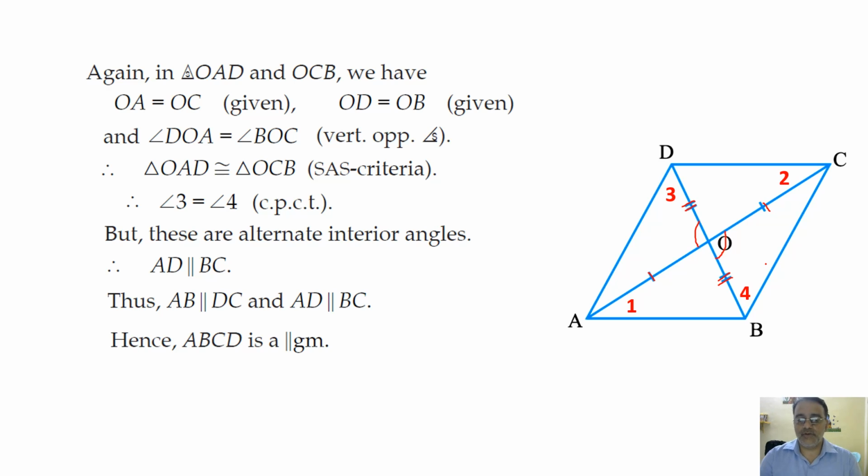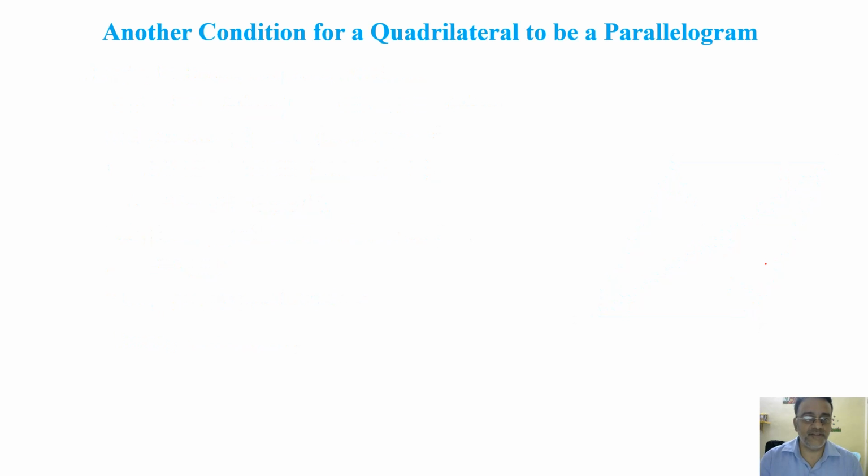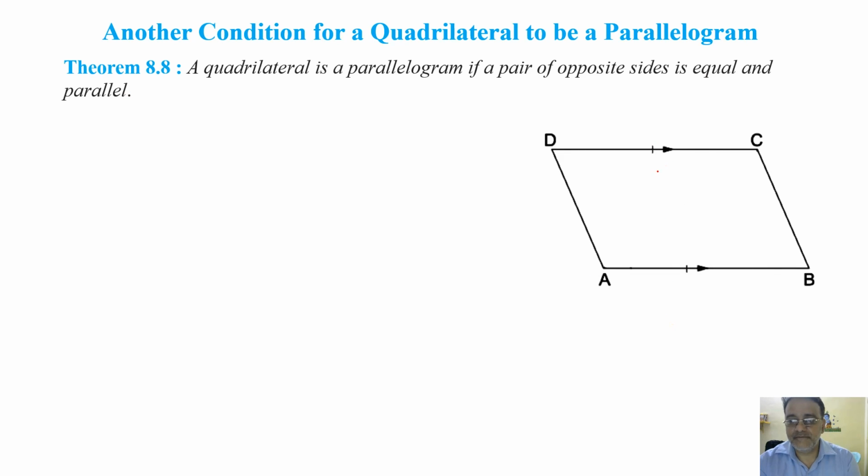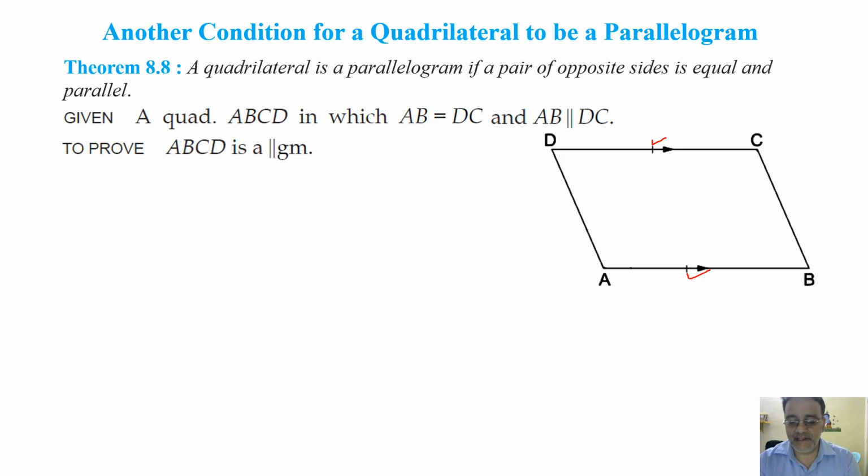Okay, so now we are moving towards one very important theorem, another condition for a quadrilateral to be a parallelogram, theorem number 8.8. This theorem is very important, we will use it in many questions. A quadrilateral is a parallelogram if one pair of opposite sides is equal and parallel. Here AB and DC are parallel and also equal, and we have to prove that this is a parallelogram. Okay, so what is given, is it clear? Yes, sir.